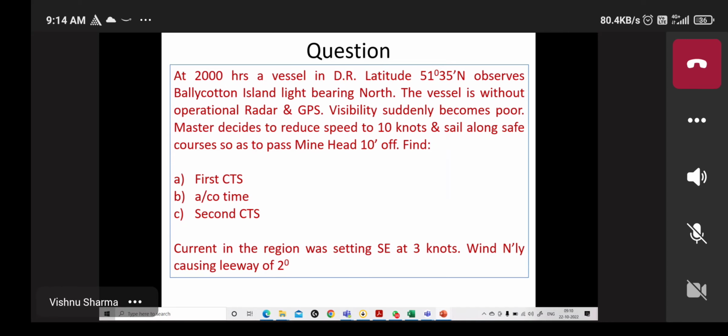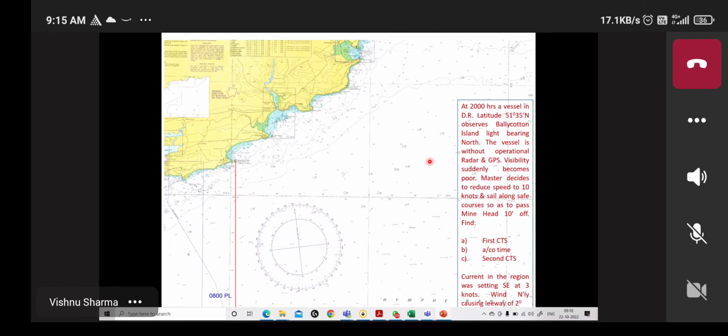Yes, sir. We know the DR, we know a PL, which can be drawn by bearing from Ballycotton Island. Then it goes bad. Master finds the PL to be suitable. He wants to set on safe courses so as to pass Minehead 10 miles off. Now you see, the question is here. What do you do? You draw the first PL. Is that clear? This is the first PL given at 2000 hours.